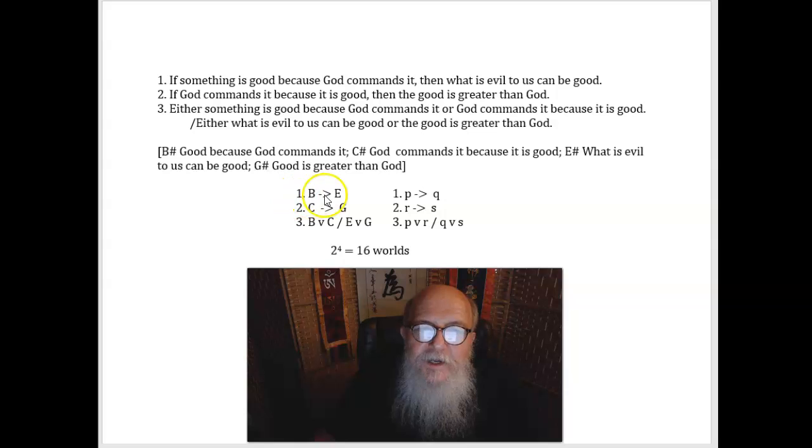So we symbolize that with our dictionary. It becomes: if B then E, if C then G, B or C, therefore E or G, which gives us a form we know as the constructive dilemma.